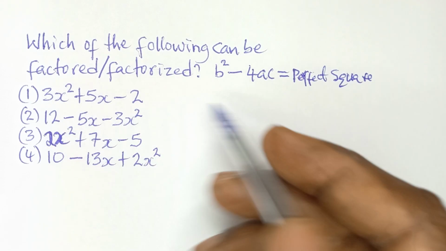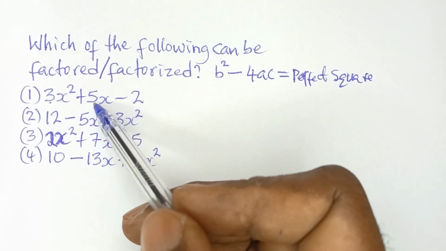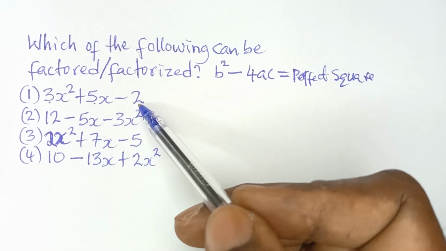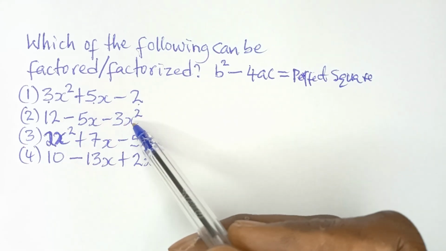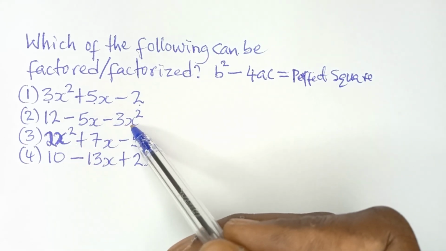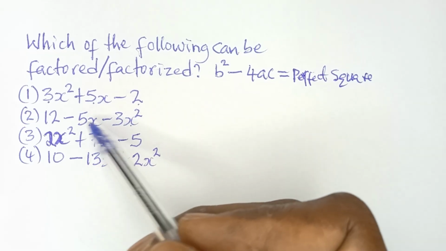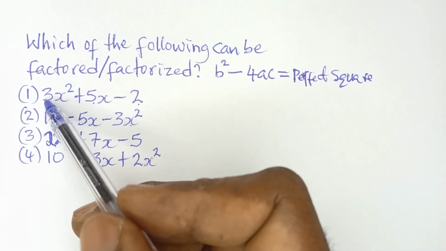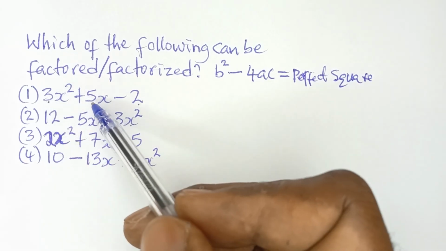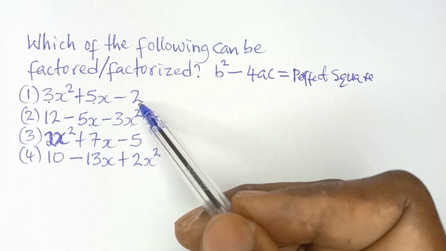Now let's look at this first one. A here is 3, B is 5, and C is -2. Don't forget the coefficient of x squared is the A, the coefficient of x is B, and the constant term is C. So in this first question, A is 3, B is 5, and C is -2.